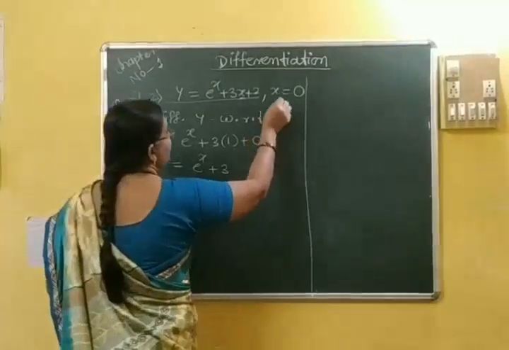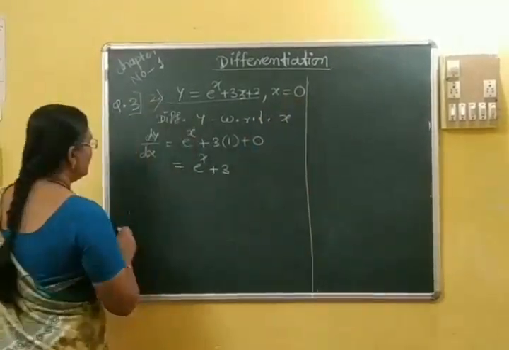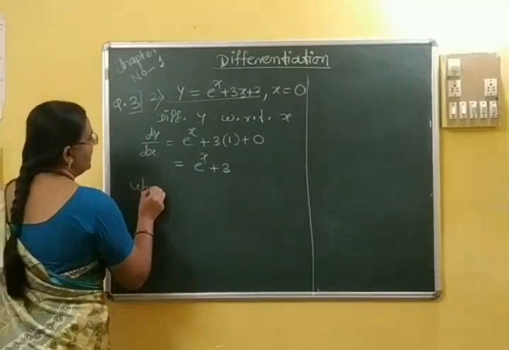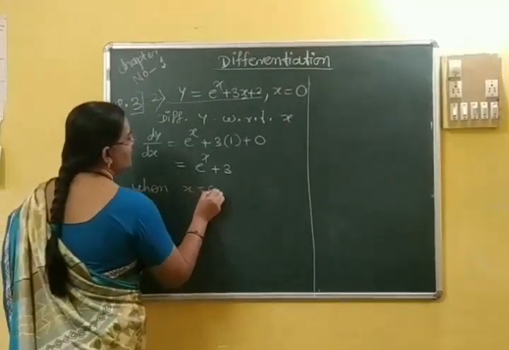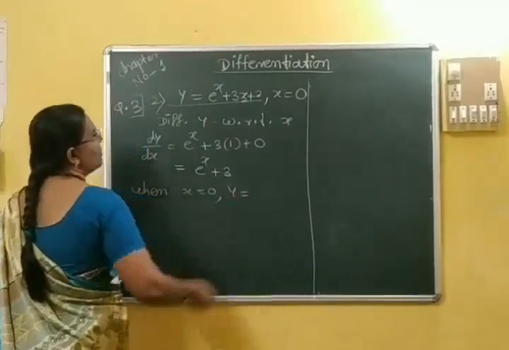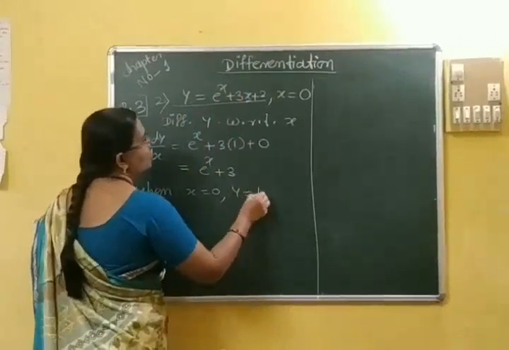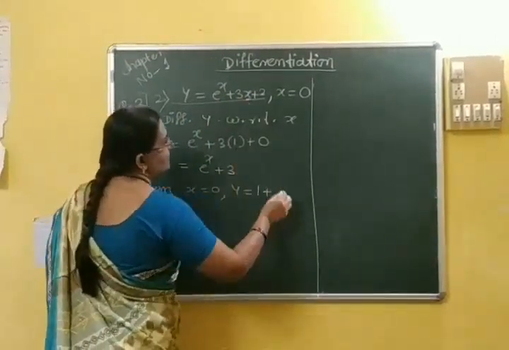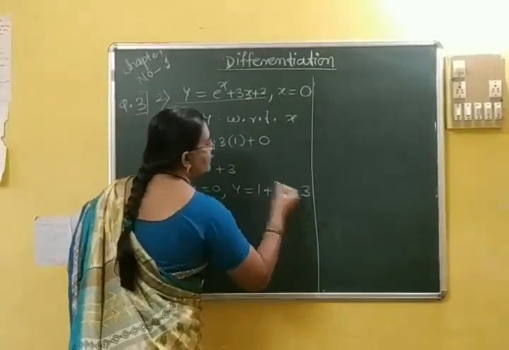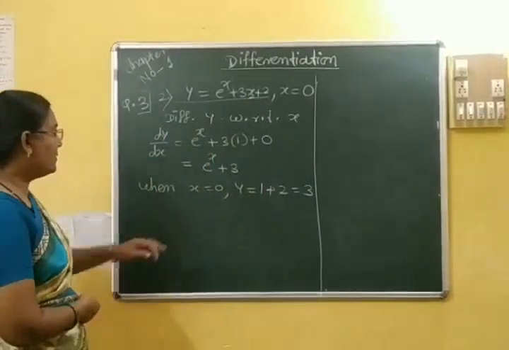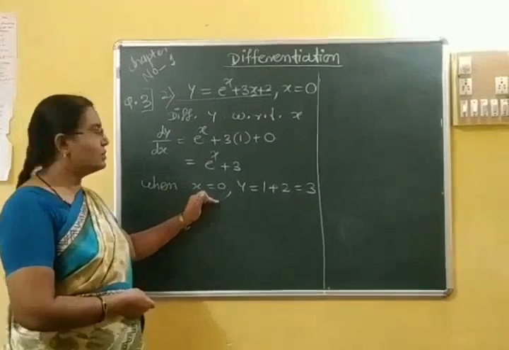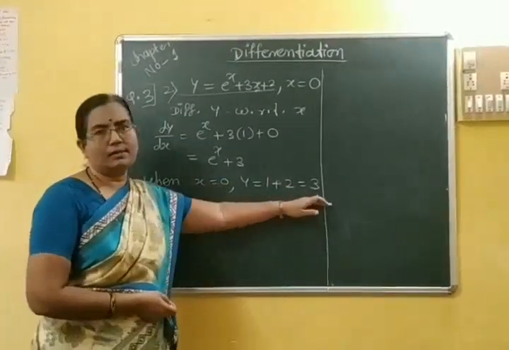at the point x is equal to 0. Therefore, whenever x is equal to 0, what does the value of y become? Then y is equal to e raised to 0, which is 1, plus 3 into 0, which is 0, plus 2, that is equal to 3. So when x is equal to 0, y becomes 3.